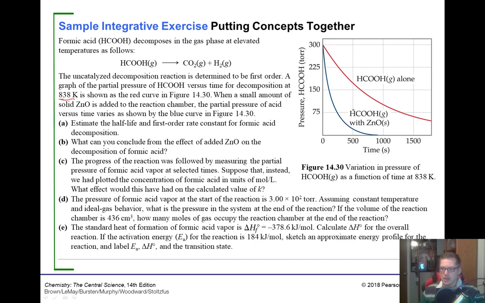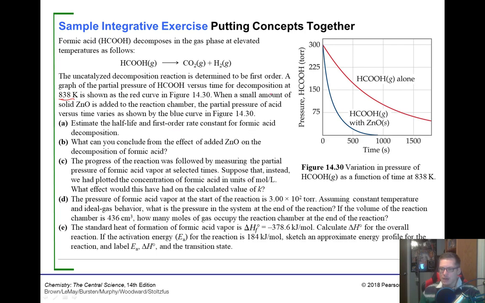So this would be a heterogeneous catalyst, right? Because one's solid, and one of them's gas. And we know it's a catalyst because it vastly increased the reaction rate. Instead of taking over 2,000 seconds to complete, it completed by about 900 or so. Anyway, estimate the half-life and the first order rate constant for the formic acid decomposition.